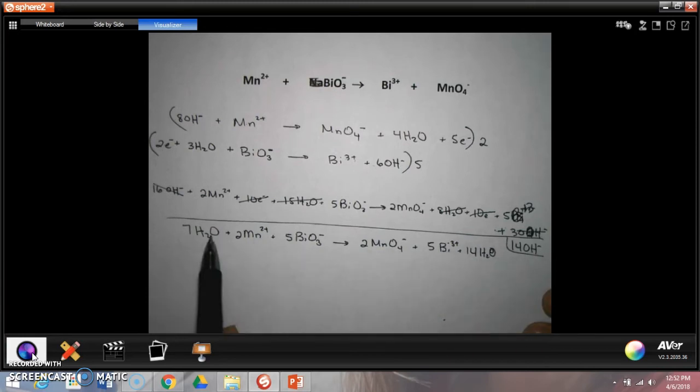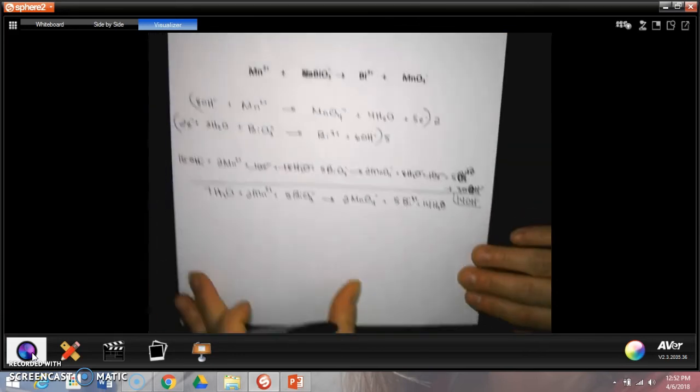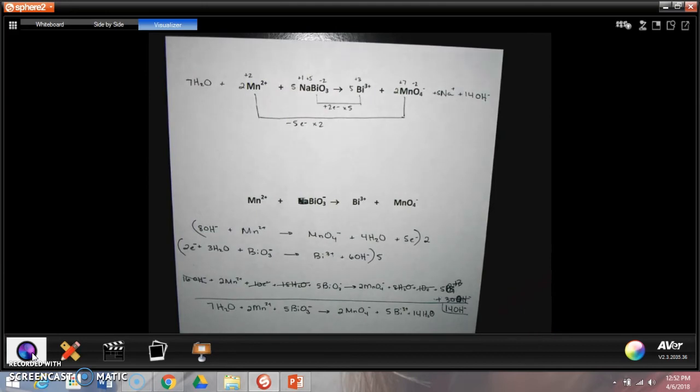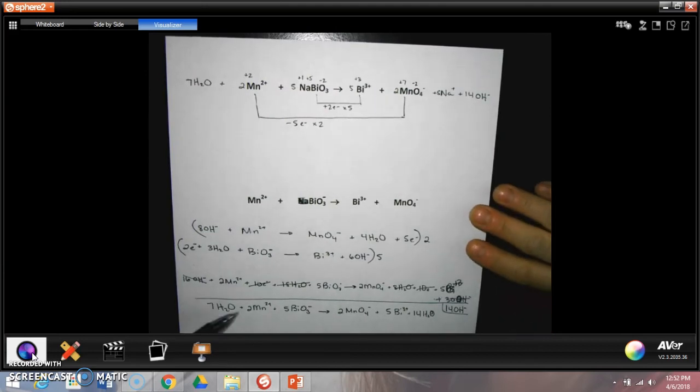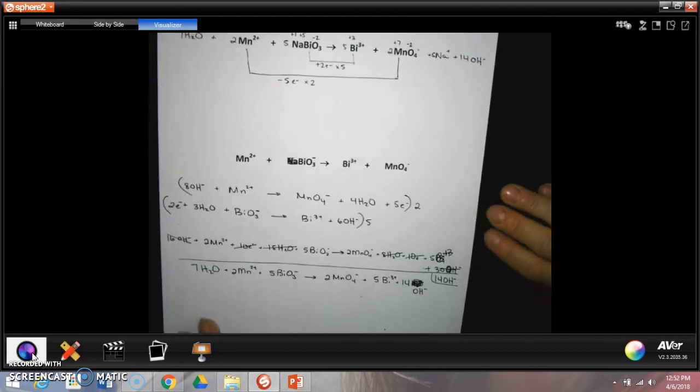So there's the overall reaction. And once again, if we compare it to what we did up top with the oxidation number balancing, it's the same thing: 7 waters, 14, oops, not H2Os, OH minuses, my bad. 14 OH minuses, so it balances out.